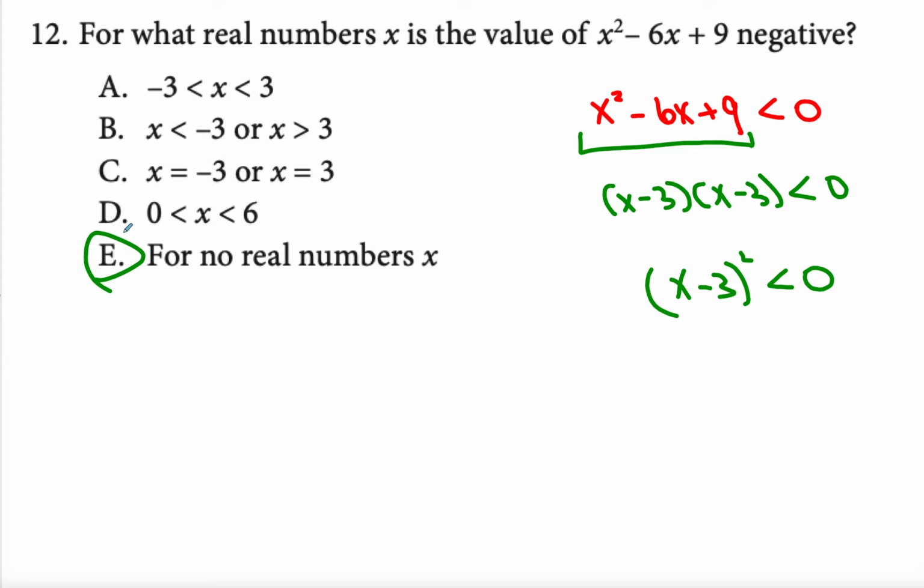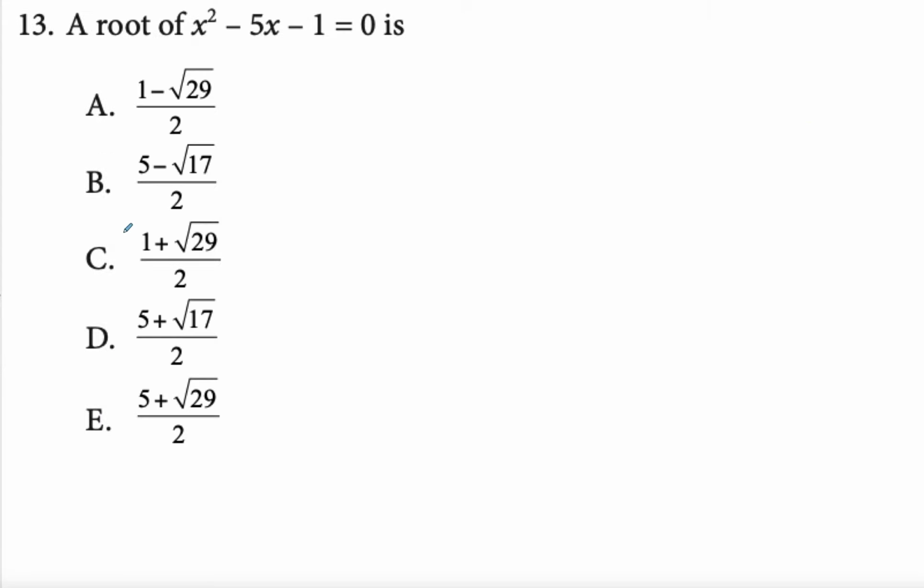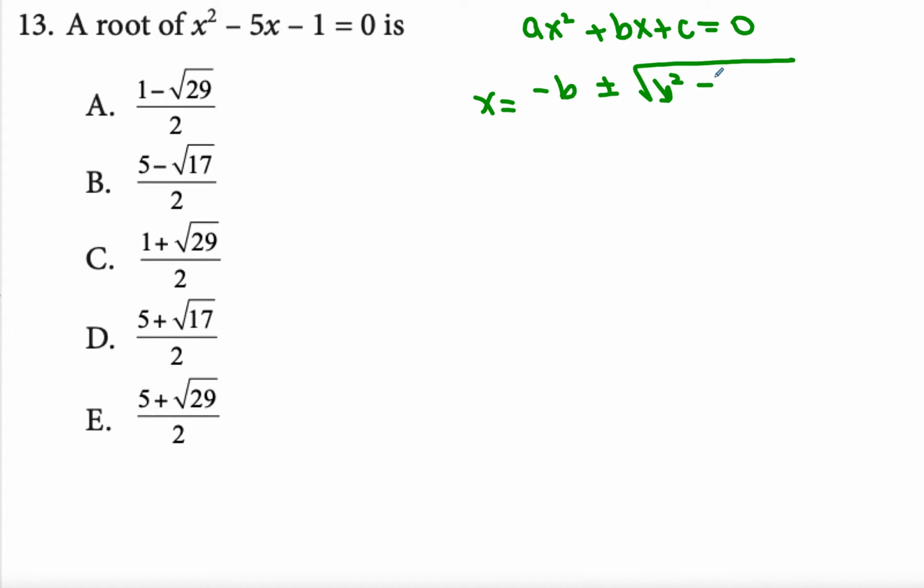All right, let's move on to the next problem, number 13. The fact that they want you to find the root, and you can see that this is not factorable. So what would you do? You have to remember the quadratic formula. The quadratic formula is based upon the quadratic equation, ax squared plus bx plus c equal to 0. In this context, x should be equal to negative b plus or minus the square root of b squared minus 4ac, all over 2a.